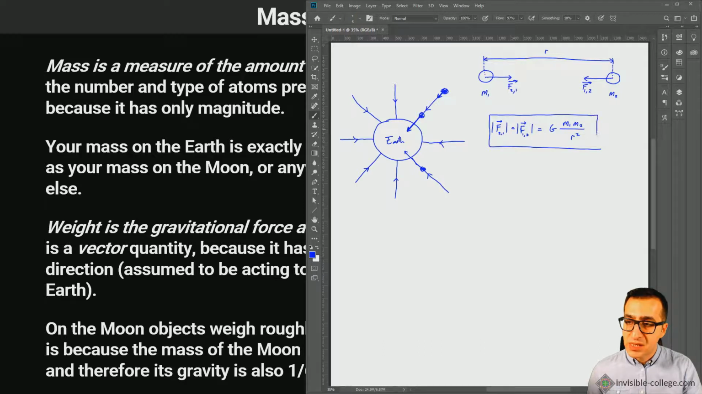Now, the reason why it's called this is because it describes all the gravitational forces acting between any two objects anywhere in the universe. Now, if we pause to consider this a little bit more closely, this is just a constant. We'll talk about this constant here in a moment. So, any two objects will attract each other with equal and opposite forces, which are proportional to the product of their masses and inversely proportional to the square of the distance between them.